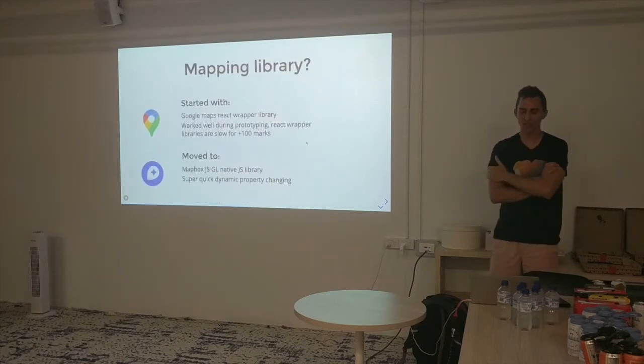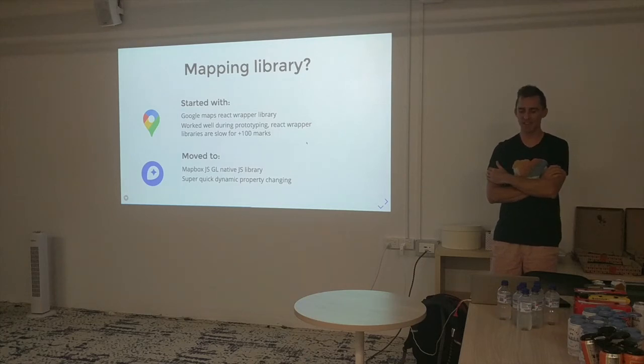Then the next decision we had to choose was a mapping library, because maps are a huge part of our application. And so we started with Google Maps, and we were using a React wrapper library, and it was awesome. Everything was working sweet, and then we grew to about 500 sites that we had in our system, and it all just started lagging, and everyone's going, what's wrong with this thing?